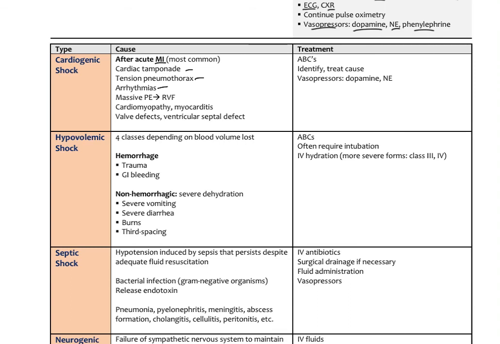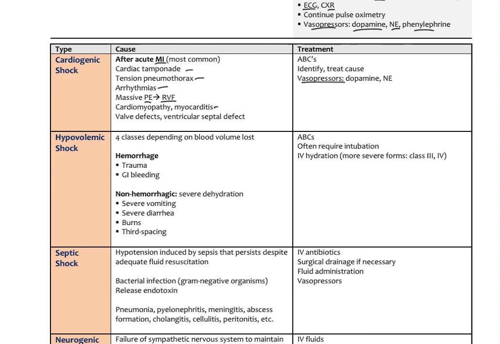Any severe cardiac arrhythmia, ventricular arrhythmias, whatnot, can result in a loss of cardiac output and you get cardiogenic shock. A massive pulmonary embolus can cause a massive increase of your pulmonary blood pressure, and that causes the right ventricle to fail. Cardiomyopathy, myocarditis, valve defects, and ventricular septal defects, which we've talked about, all of these could contribute to cardiogenic shock. And the treatment here would essentially be to try to identify the cause and then give vasopressors and so forth.